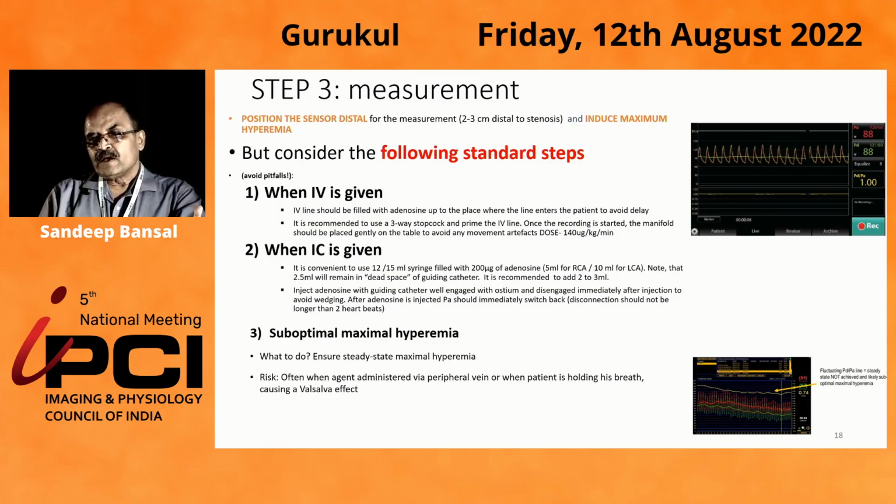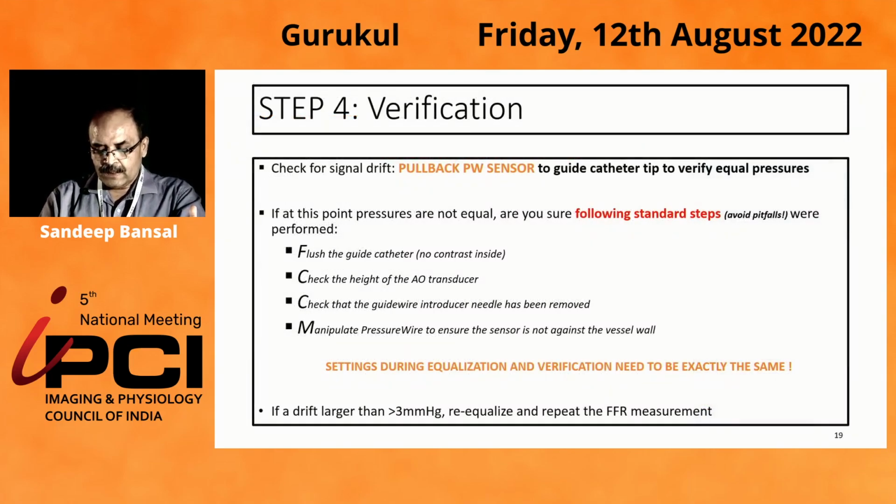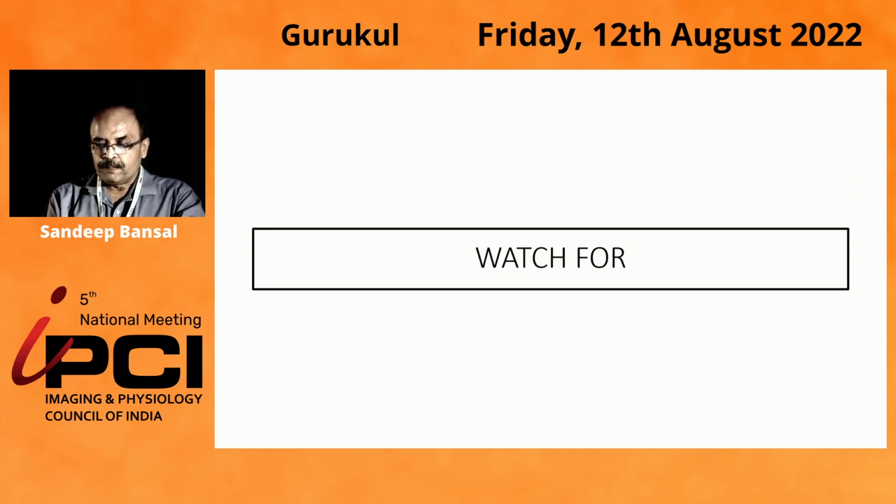And typically, adenosine almost always works very well. And there are few cases, however, where you achieve submaximal hyperemia. Thereafter, we need to pull the wire back, and we need to verify that the pressures equalize, and that is how we go ahead and get our FFR values in the hyperemic state.